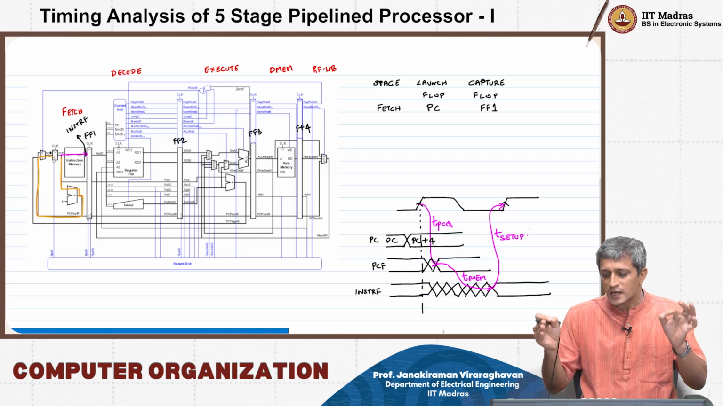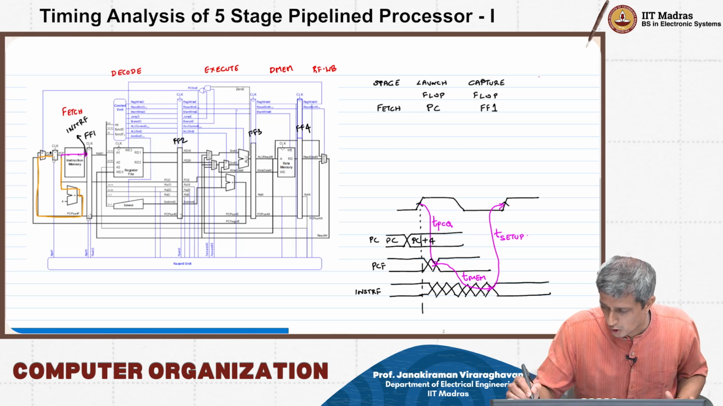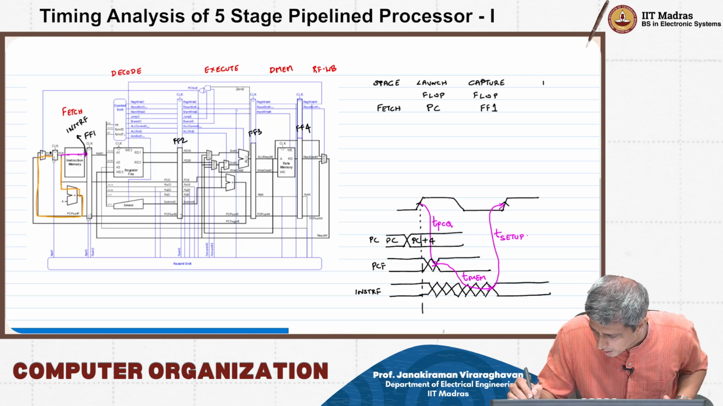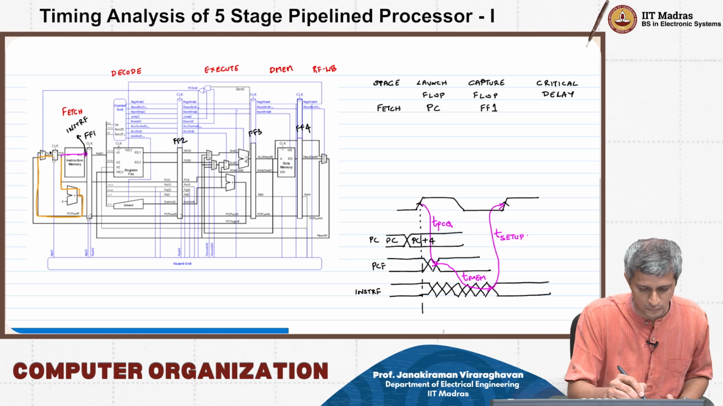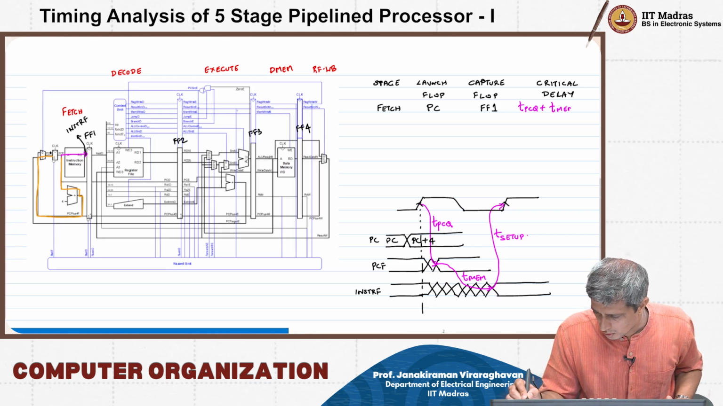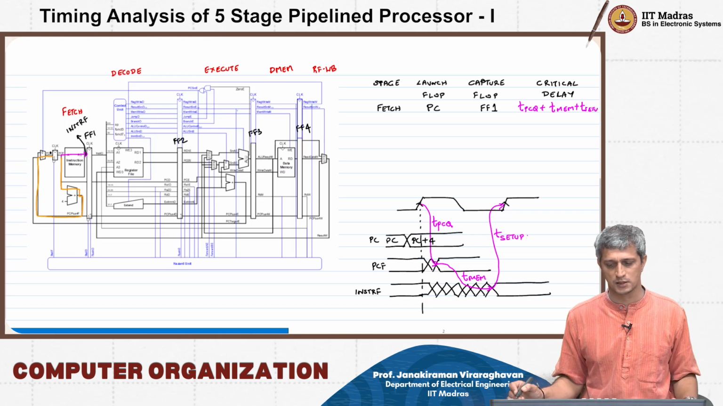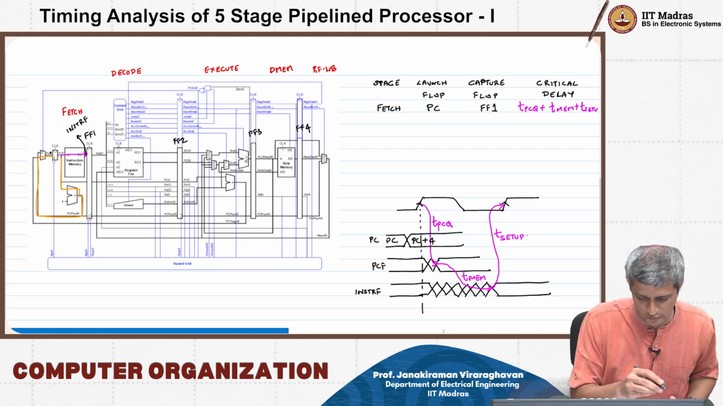right? So this is the critical path for the fetch stage, and therefore the delay that we are going to talk about, if I just put that here, I will talk about the critical path delay, right? I will just say in magenta TPCQ plus TMEM plus T setup, right? This is what we have for the first stage, for the fetch stage.